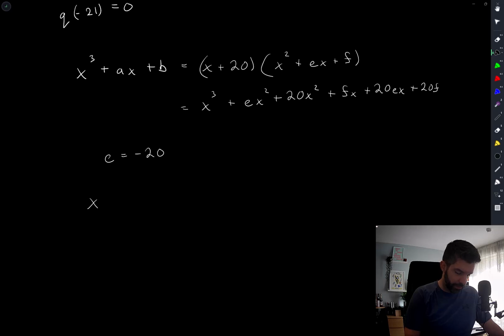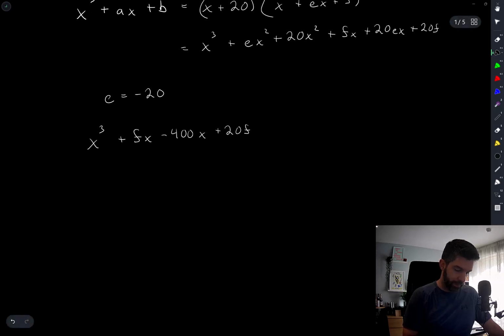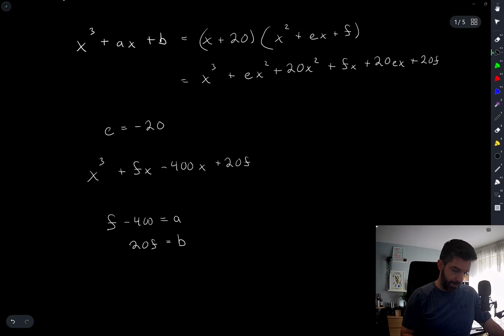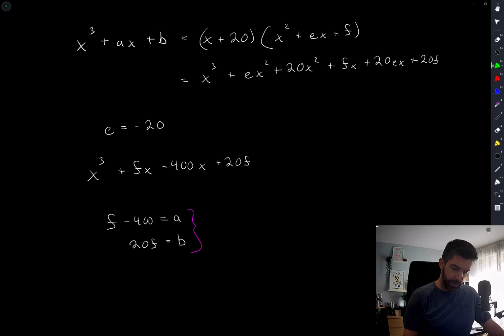So it reduces again to x cubed plus fx minus 400x plus 20f. And so f minus 400 is equal to a, and 20f is equal to b. Okay, so let's make a little note there.